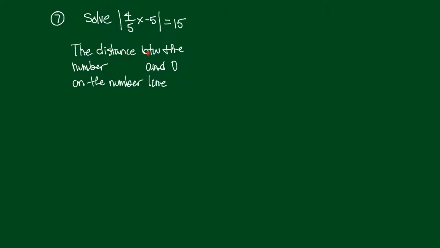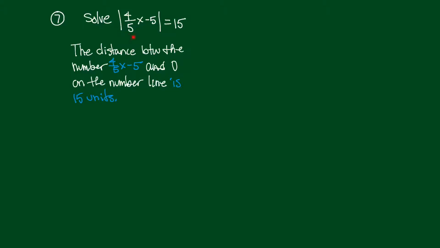We'll say the distance between the number, and whatever number you have in here, in our case it's 4/5 x minus 5, and 0 on the number line. That's the left side. So I'll fill it in now. So it's the distance between the number, which in our case is 4/5 x minus 5, and 0 on the number line. Now continue on. What does it say? The equal sign is, so I'll write is 15 units.